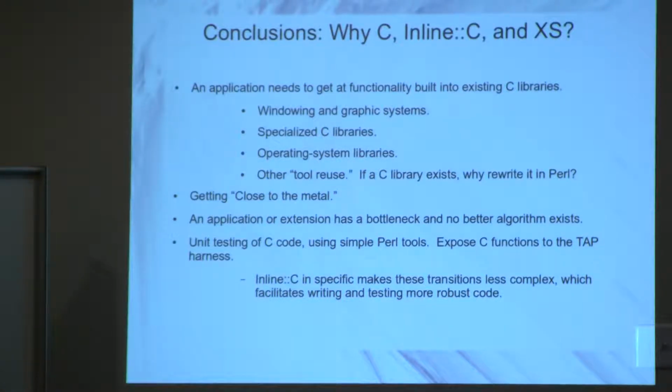So why C, why Inline C, why XS? The real reasons for using XS and Inline C are to expose C libraries to Perl, getting closer to the metal, application extensions that have a bottleneck where no better algorithm exists, and unit testing. Usually you see XS being used simply for its speed. Often the first two other things are used as well. By getting close to the metal, I mean being able to gain access to some of the details of the operating system that Perl doesn't have access to, or some of the details of the hardware that Perl doesn't have access to natively, or also bringing in libraries from C.